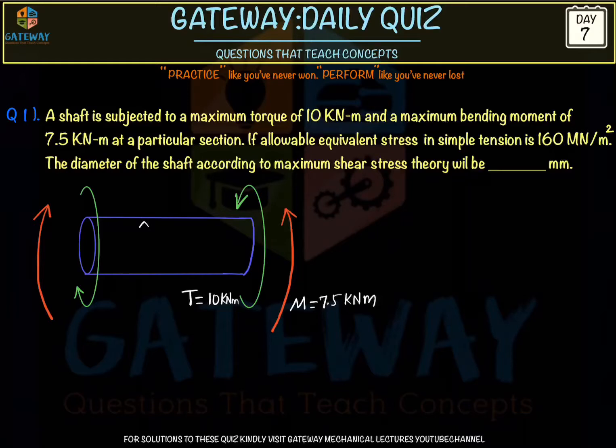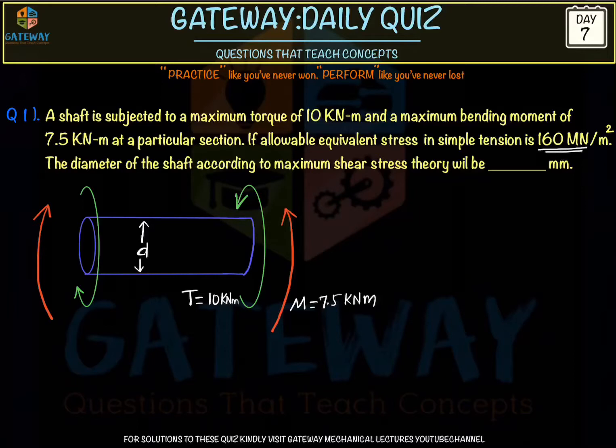See here, if you remove the torque, the complete shaft will be in pure bending because there is only a sagging bending moment of 7.5 kN acting. If you remove the bending, then it will be pure torsion of T equal to 10 kN acting. So we need to calculate the diameter of the shaft such that the allowable stress in simple tension should not exceed 160 MN/m². How will we derive this?